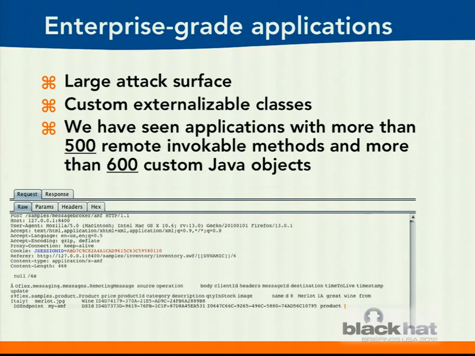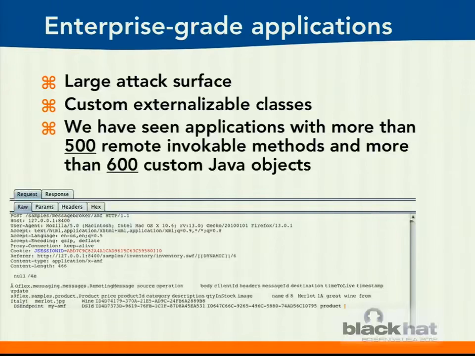Speaking about enterprise-grade applications, we're speaking about very complex applications, with more than 500 remote methods and more than 600 custom Java objects. That's the kind of application I've seen and tested. When you're dealing with this kind of attack surface, you need to carefully make sure you test those messages and the objects they use.